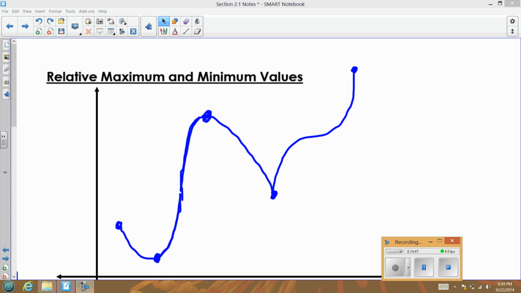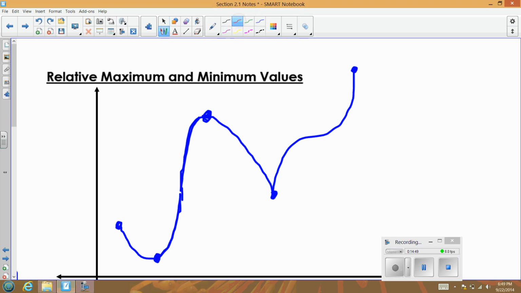So if I have a graph, the absolute minimum is basically looking at this entire graph and finding the point that has the smallest y value. So this point down here would be the absolute minimum. Now the absolute max means looking at the entire function and finding the point that has the highest y value. So this is going to be the absolute max.